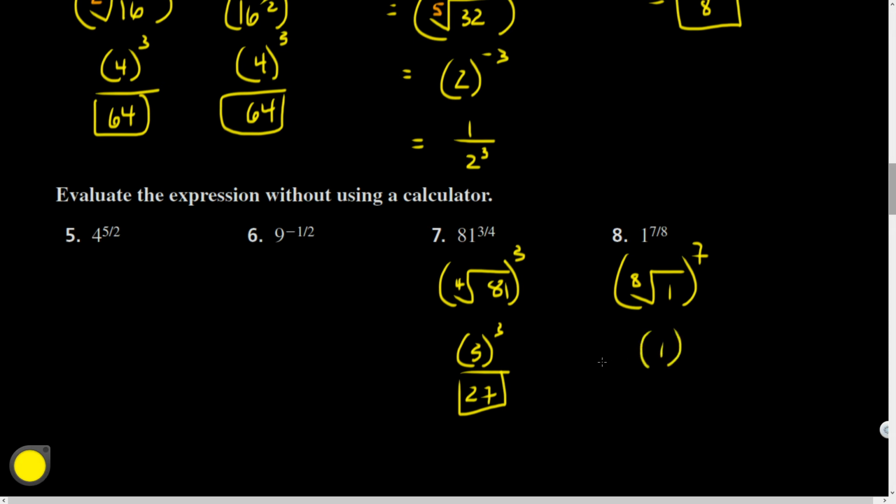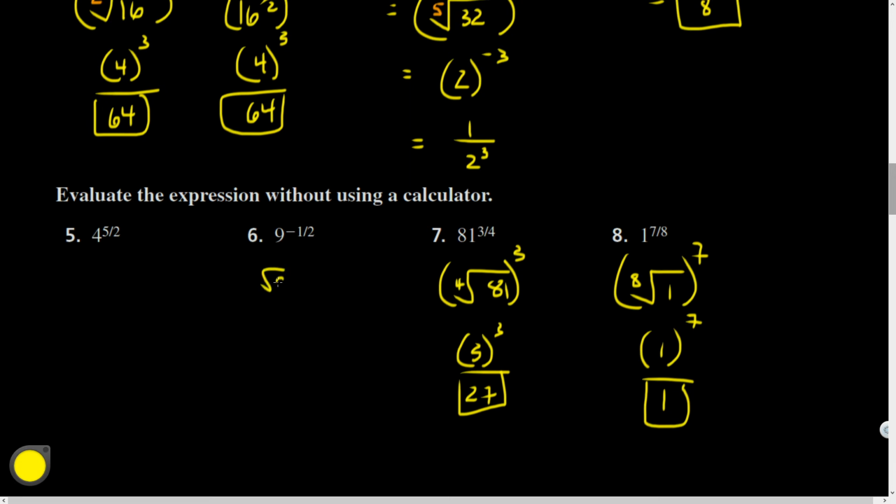Why? Because 1 times 1 times 1 times 1 times 1 times 1 times 1 times 1 is 1. And then 1 to the 7th power is 1 times 1, right? 7 of them, and that's also 1. Tell you what, I'll do this one real quick.